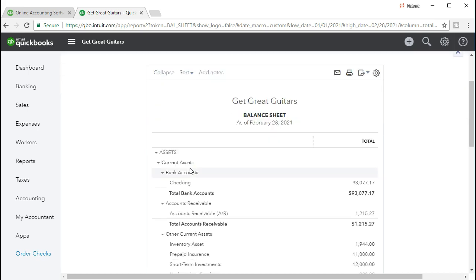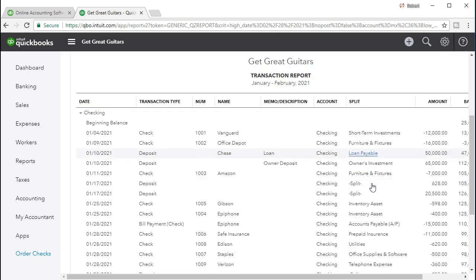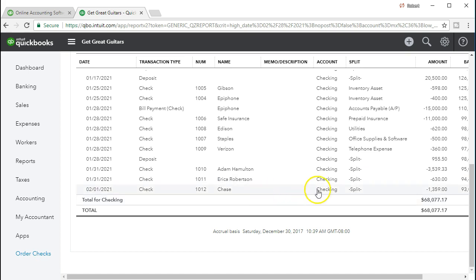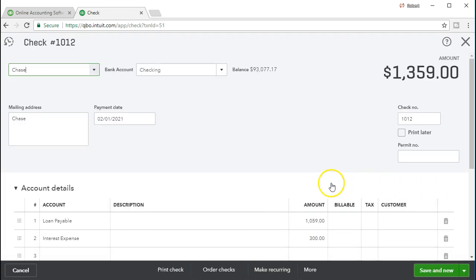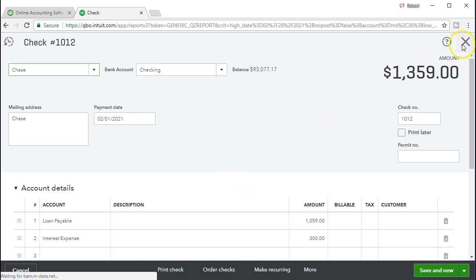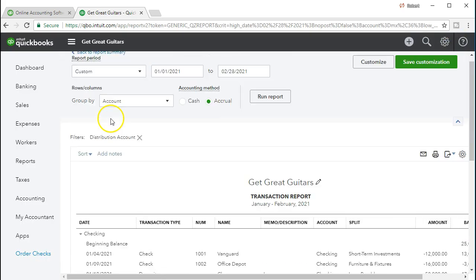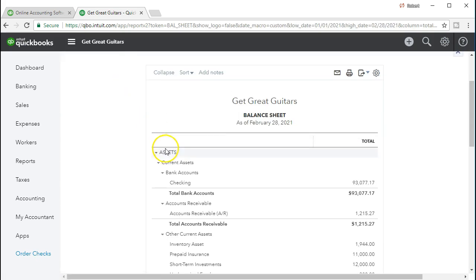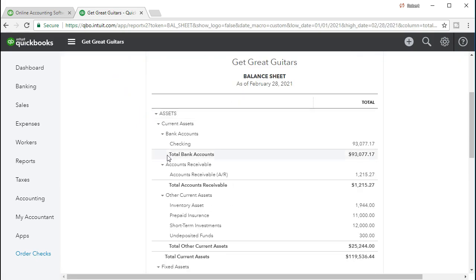And if we scroll down through this information, then we have in the checking account, this item. If we select the checking account item and scroll down, we've got the check amount, the $1,359. If we select that amount, then we see our check here. So the check 1,012, here is our amount. Closing this back out and going back to our report, we're then going to go down to the loan amount.